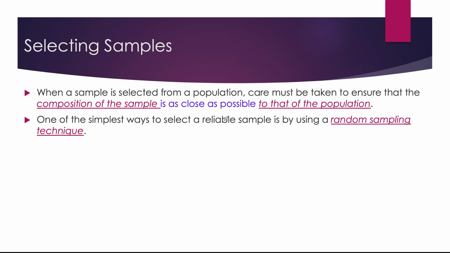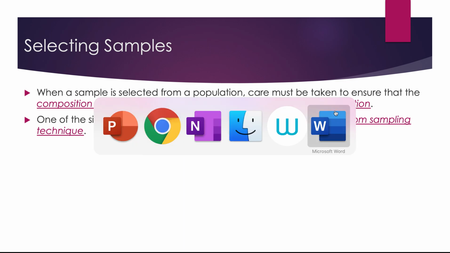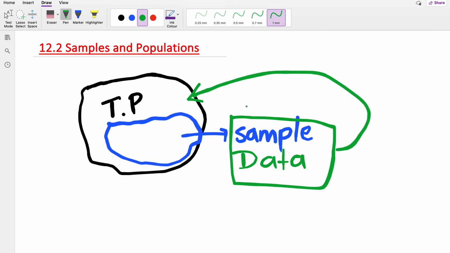Selecting samples. When a sample is selected from a population, you have to put a lot of attention on the composition of the sample because you need that sample to be as close as possible to the population. So that's what we were talking about before here. That sample that we select here, that blue sample that I have here, has to be representative of all the population that I have, all the targeted population.